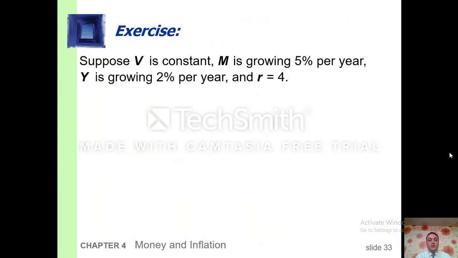Okay, now let's take an exercise. Suppose V is constant, as the theory of the quantity equation assumes. Money supply is growing 5% per year. The quantity of output is growing 2% per year, and the real interest rate is 4. We need to find the nominal interest rate.